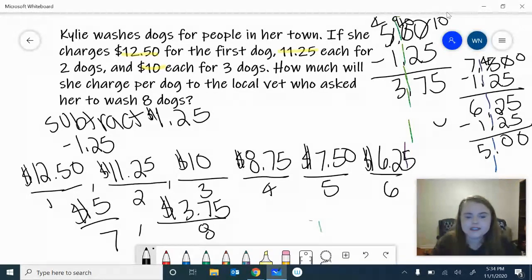The problem doesn't ask us to figure out how much she's actually going to charge him in total, but I would love for you to figure that out and bring it back to me. So I want you to figure out how much she is going to charge for those 8 dogs if she's charging $3.75 per dog. Your next video is going to be us practicing together. So make sure you write that down somewhere. You'll remember to bring it back to me because I'm curious what you're going to put. And let's work out these next few problems together.